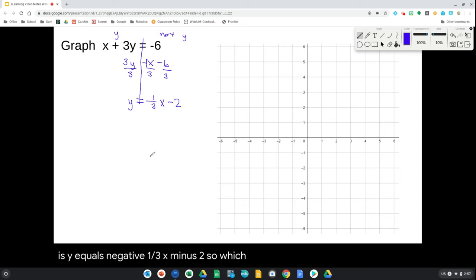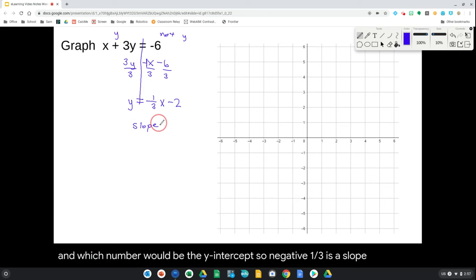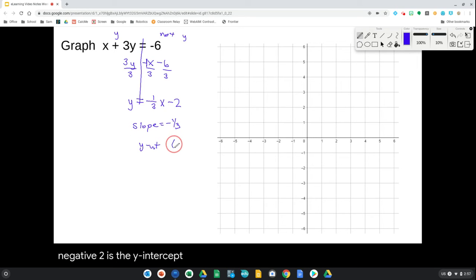So which of those numbers would be the slope, and which number would be the y-intercept? -1/3 is the slope, and -2 is the y-intercept, or we could write it as the ordered pair (0, -2). So on your graph, where would you put your first point? Well, you would put it at (0, -2). And then for a slope of -1 over 3, what would you do? From that point, you would go down 1, and then you would go right 3. Remember, a negative slope just means you're going down instead of going up. You're still going to the right.